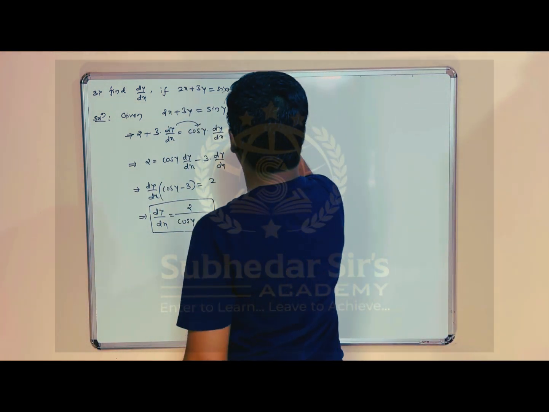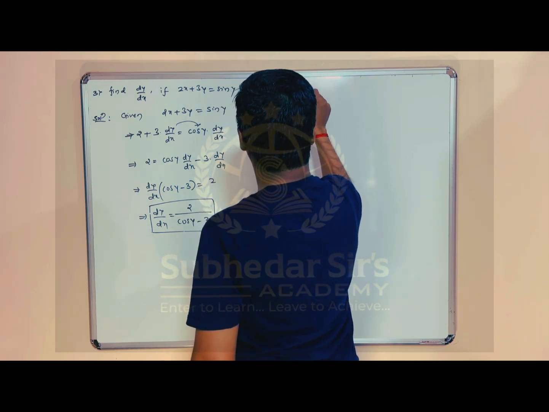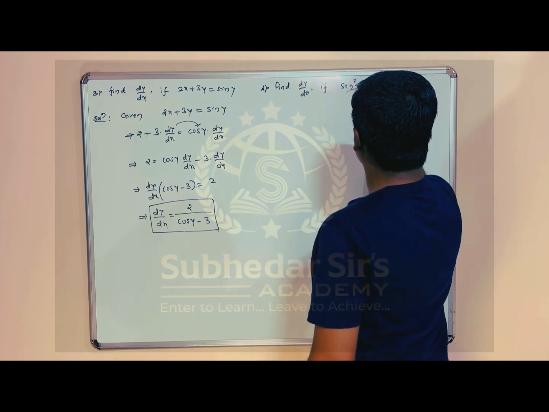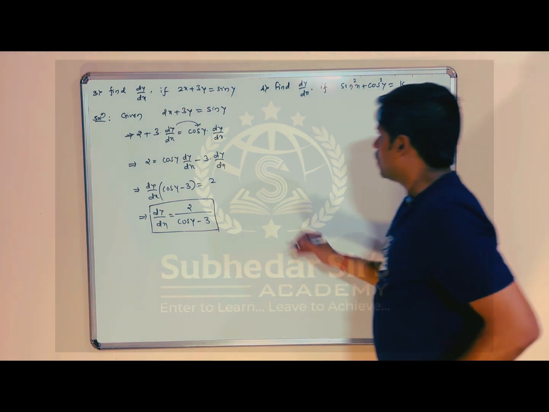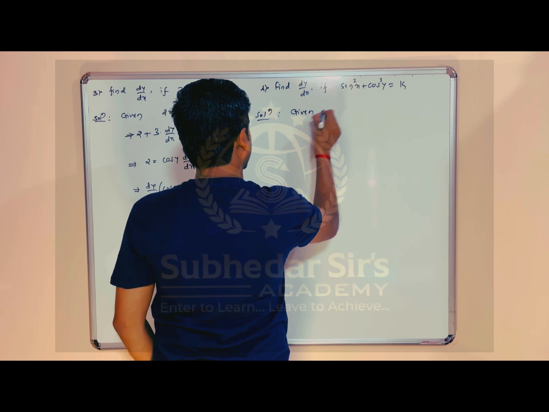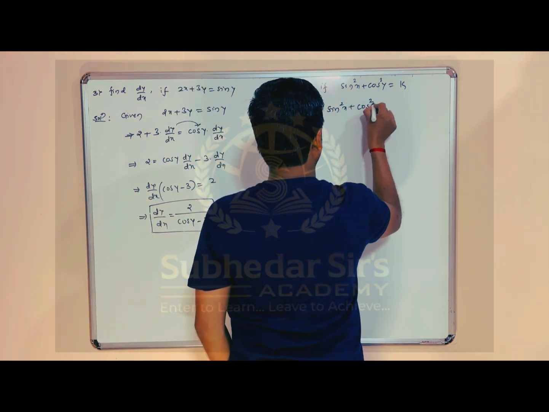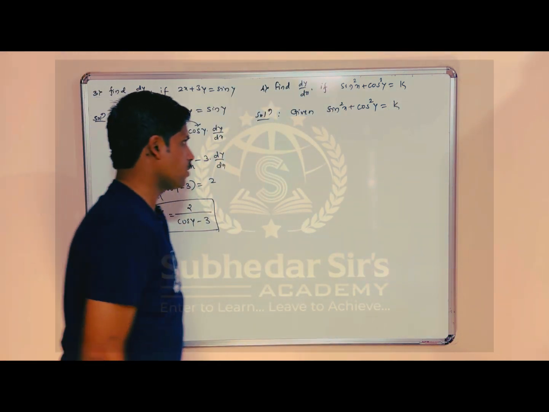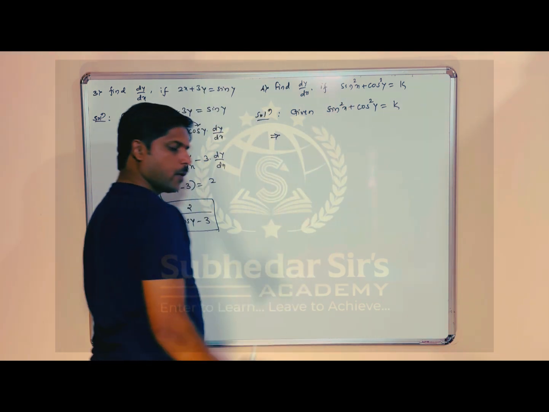One more. So fourth one. Find dy by dx if sin square x plus cos square y is equal to k, where k is any constant. So solution. Here given problem is sin square x plus cos square y is equal to k, where k is constant. Remember this one. So sin square function differentiation is, it is in the form of u to the power n, right?